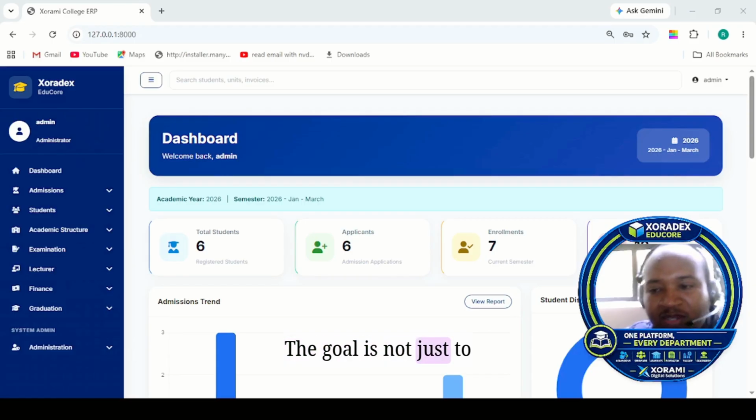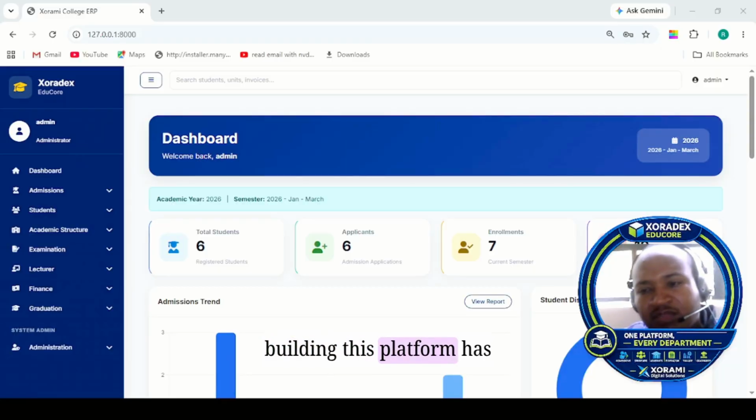The goal is not just to digitize processes. It is to connect departments so that information flows in a smooth way. Reports are easier to generate, and our institutions can spend less time managing paperwork, and more time is brought to quality education that will benefit our students.